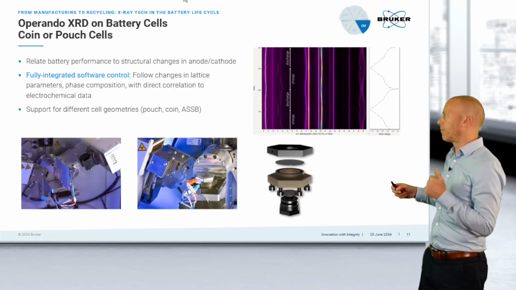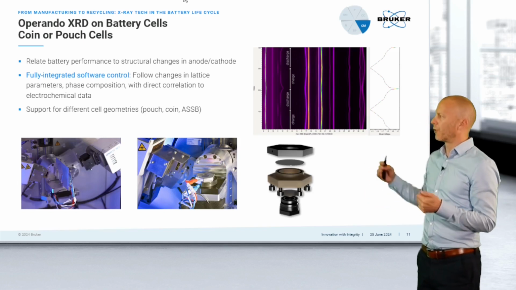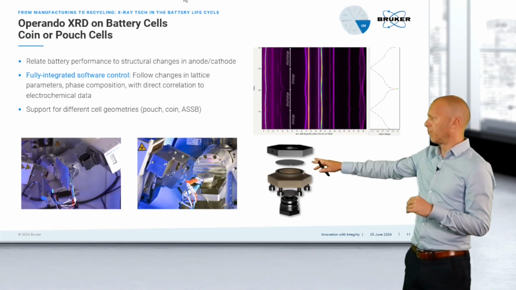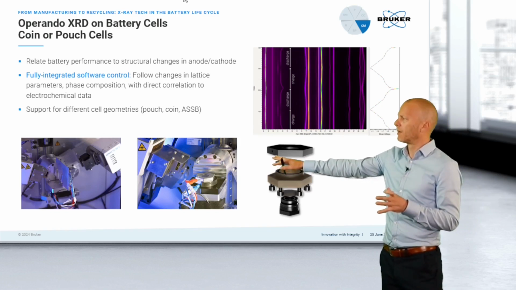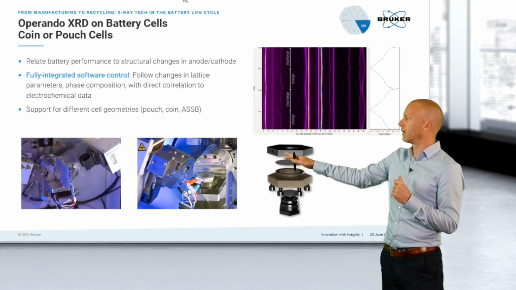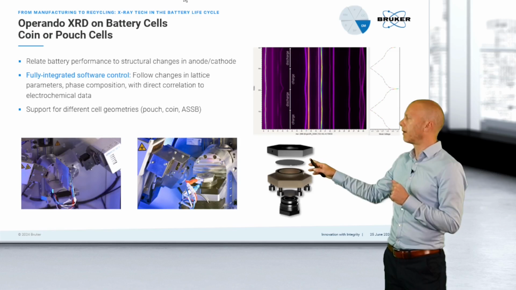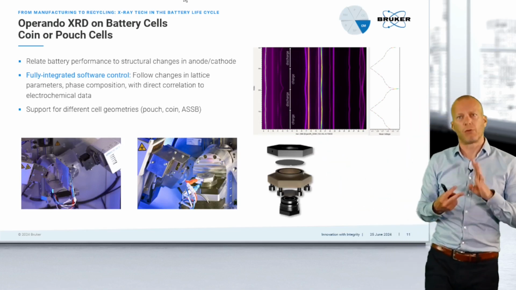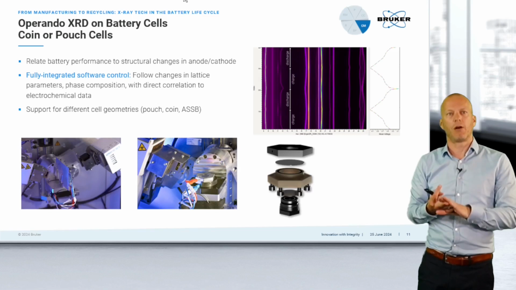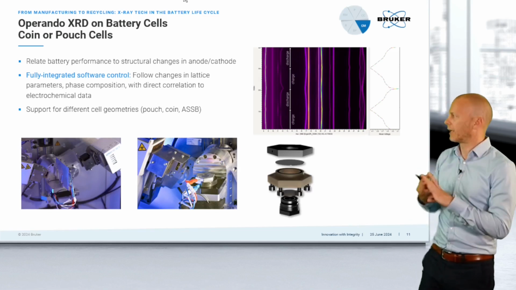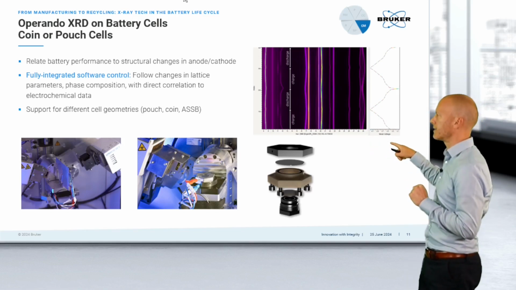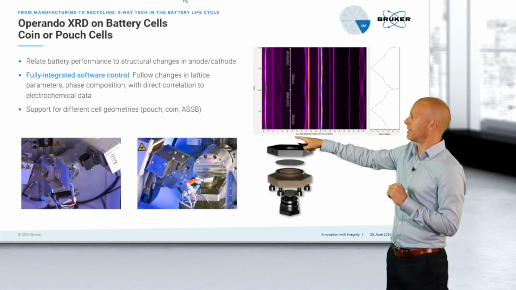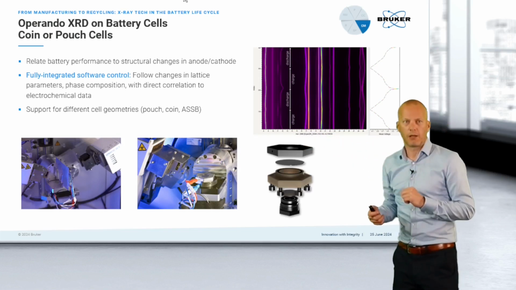Last example, this is operando X-ray diffraction on battery cells. Here you can relate the battery performance to structural changes within the anode and the cathode. Here we support both pouch cell geometries and coin cell geometries. All solid state batteries can also be nicely prepared inside of this battery cell here. Also nice here, we have a fully integrated software control, so you can really relate changes in the structure of the materials in the battery and directly correlate them to electrochemical data. For example, this is the voltage curve throughout the charging and discharging cycle, and the diffraction data you can see here nicely, and relate the changes of the diffraction data to the electrochemical data.